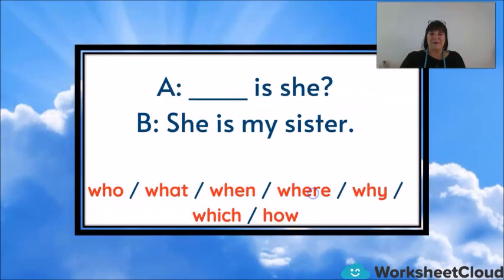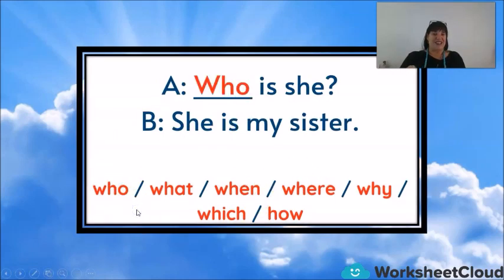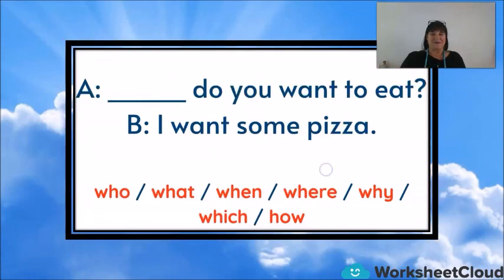Who is she? Answer, she is my sister. That's right. Who is she? Can you see it starts with a capital W? Because it's at the beginning of a sentence. Who is she? She is my sister.